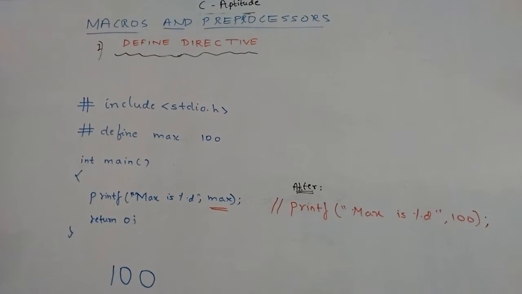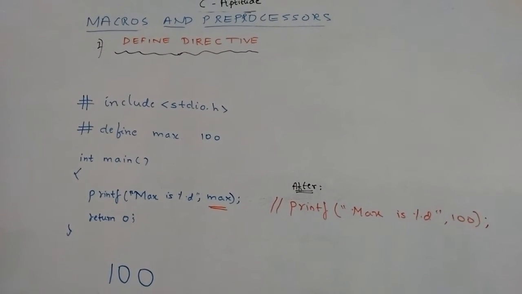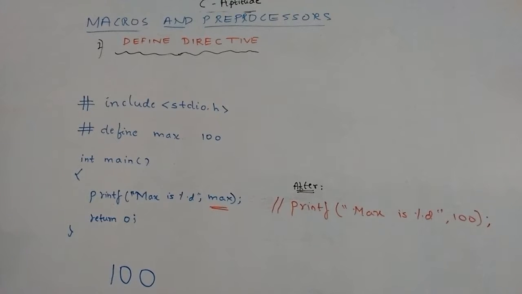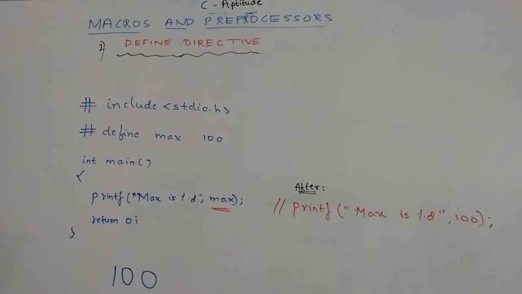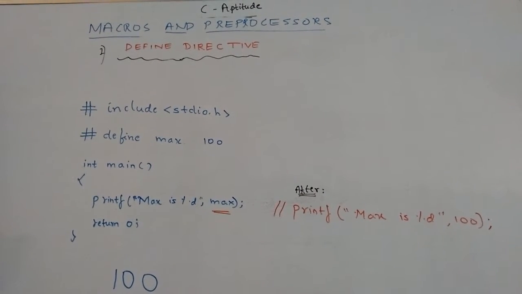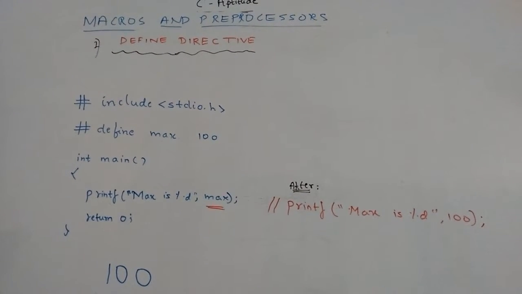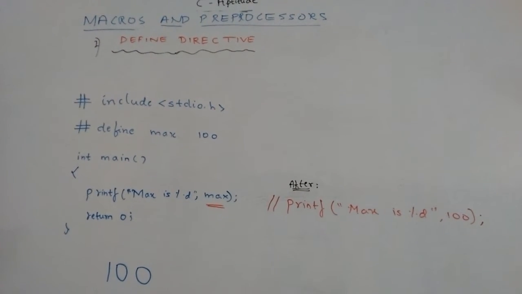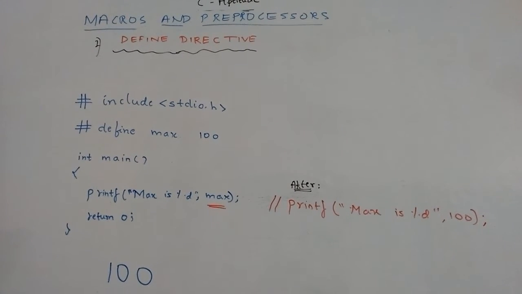So after preprocessing, the preprocessor would search for the variable max in all the lines of the code. Wherever it finds max, it would replace it by 100. That variable max it would replace by 100. So as I have shown in the example, inside the main function I have "max is equal to %d", max.